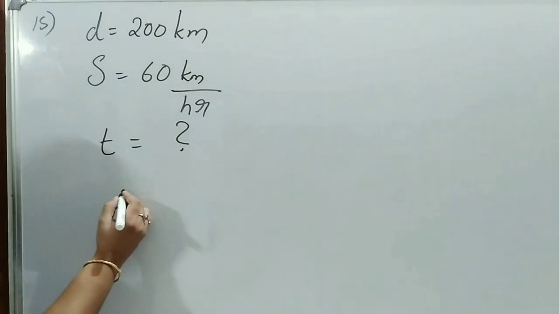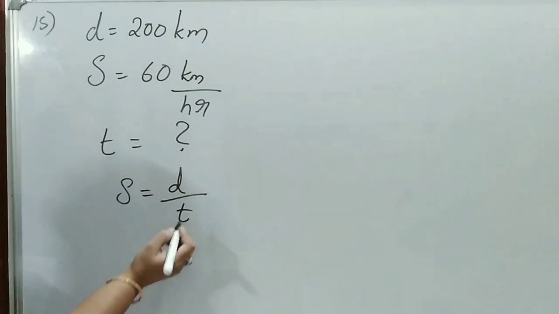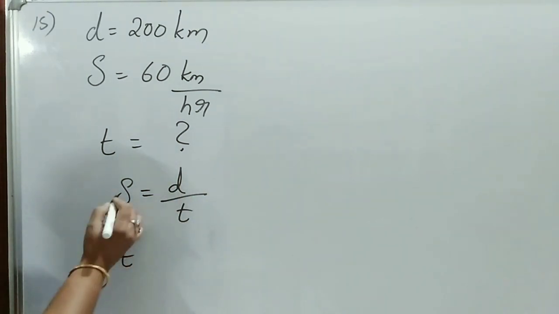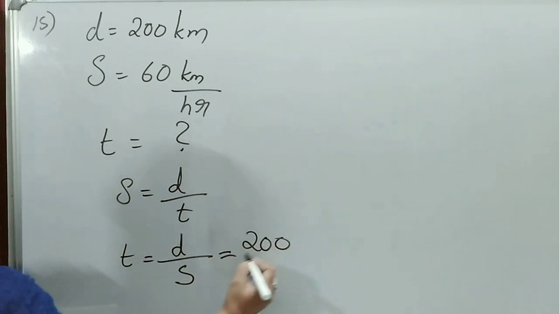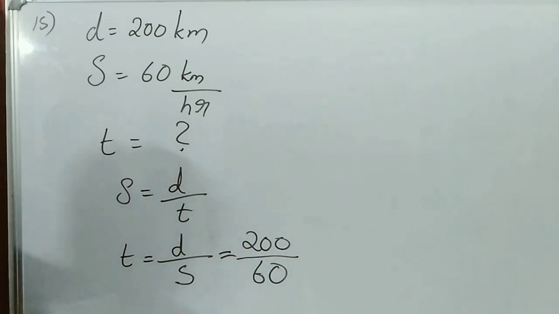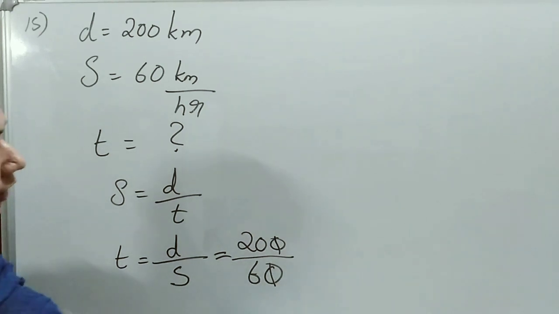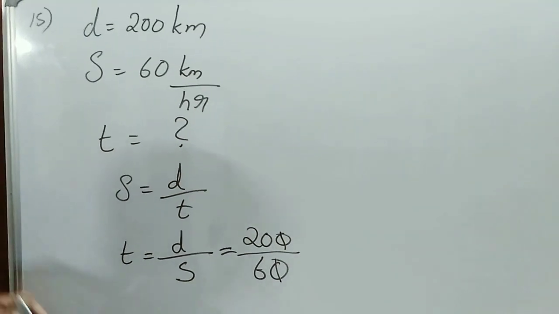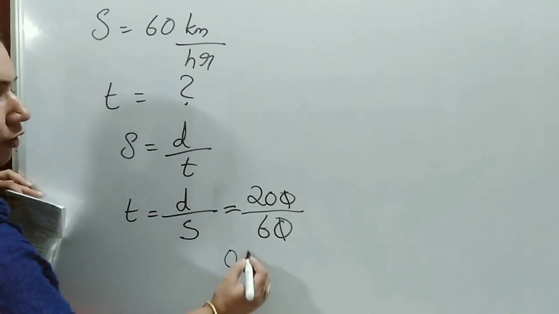First write the basic formula. Speed is equal to distance by time. From here you are asked to find time. Cross multiply. Time is equal to distance by speed. What is our distance? 200 divided by 60. So here you can cancel 10 from 200 and 60. So you will get 20 divided by 6. When you merely divide 20 divided by 6, the final answer will be 0.333.